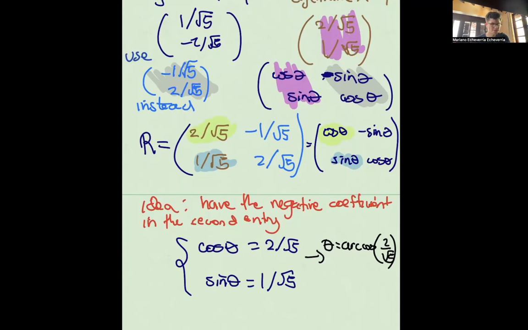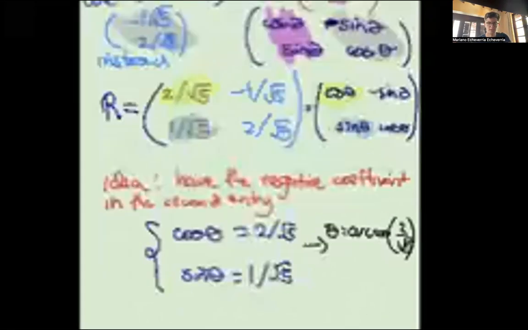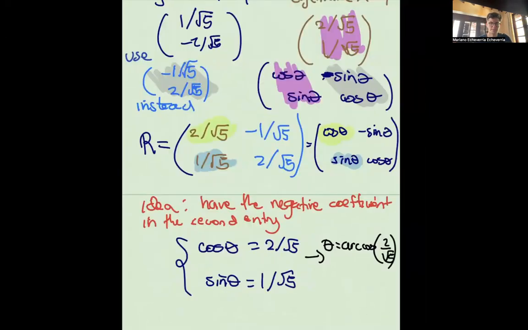Let's see how much that was. I can check that. What was the arc cosine of 2 over square root of 5? It is roughly 27 degrees.